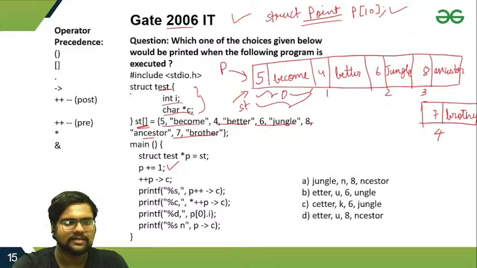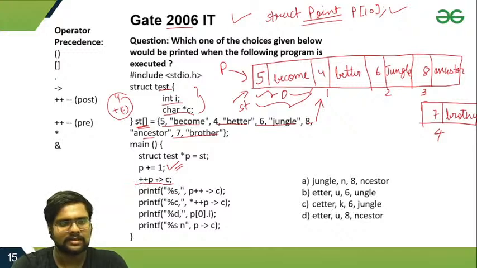The size of the structure: int will be 4 bytes, and for char star it will be the size of the character pointer, so it will depend on that size. So p will be incremented by 4 plus the size of the char pointer. So when we increment p plus 1, p will now point to this 4. Here we are doing pre-increment and also using the arrow operator.